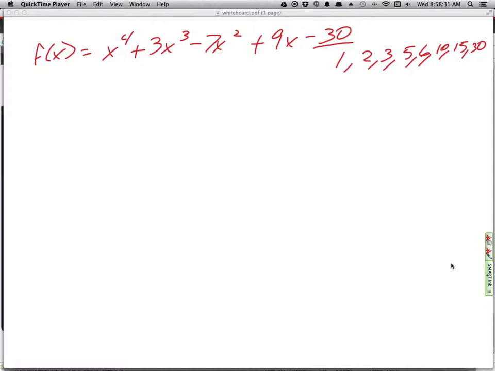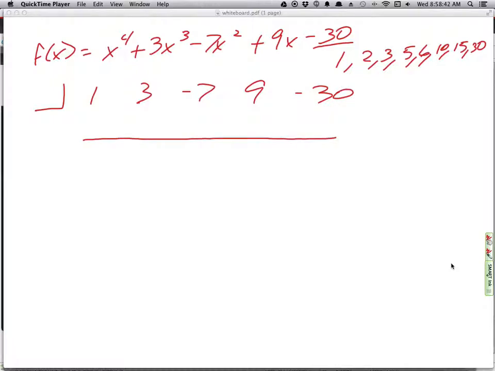So, we're going to set it up. I've got 1, 3, negative 7, 9, and negative 30. Of those numbers over there, which one do you want to give a shot? And remember, it can be plus or minus of any of those numbers. So what do you guys think? 1? Alright, let's try 1. So 1, 1, 4, 4, negative 3, negative 3, 6, and 6. Does 1 work? No. Keep track of what does not work. So over here on the side, I'm going to put a 1, and I'm going to say that 1 does not work.